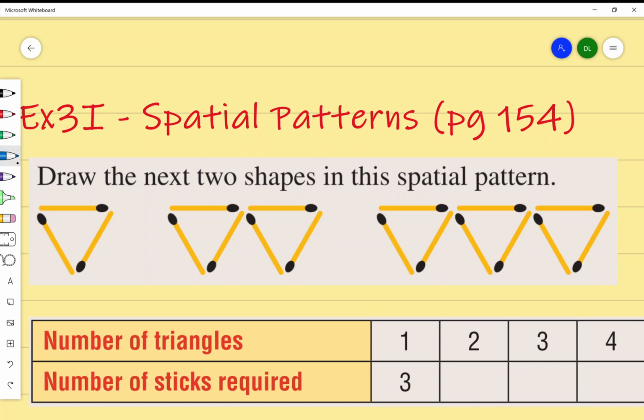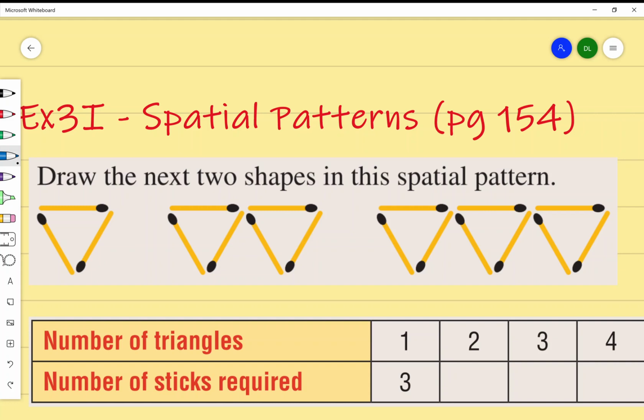Exercise 3I on spatial patterns, and it's on page 154 of your textbook. Now, spatial patterns, spatial we said just means space or shape or area, right? So it's just saying area patterns, or in other words, patterns that we see visually. In this case, I've got triangles, and they're clearly matchsticks. So it says draw the next two shapes in the spatial pattern. Now the first one is one triangle made up of three matchsticks.